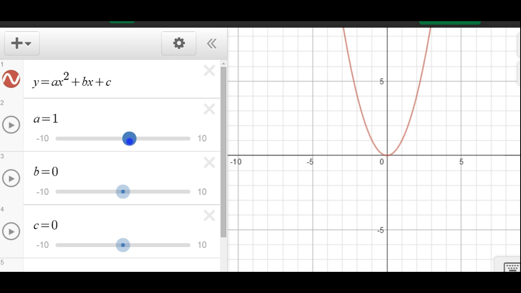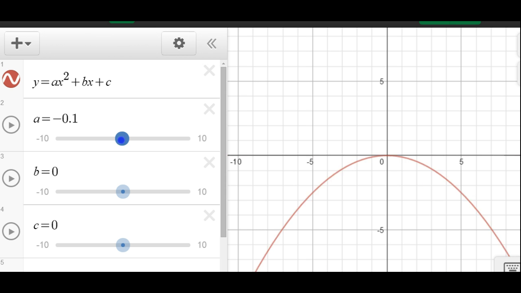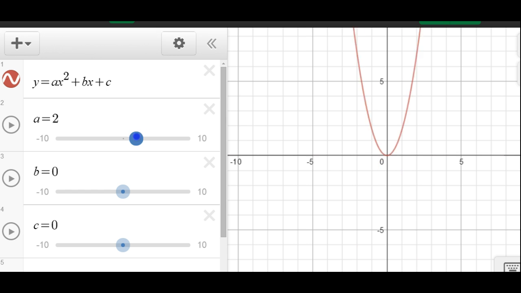And I take a back down. And I'm going to take a into the negatives, and we're going to say, so what happens to the graph when a is negative? Yeah, it opens down instead of opens up, right? And if I make it larger negative, what's happening to the graph? Getting thinner, right, or narrower. So apparently the larger the a value, whether it's positive or negative, we get this thinner graph.